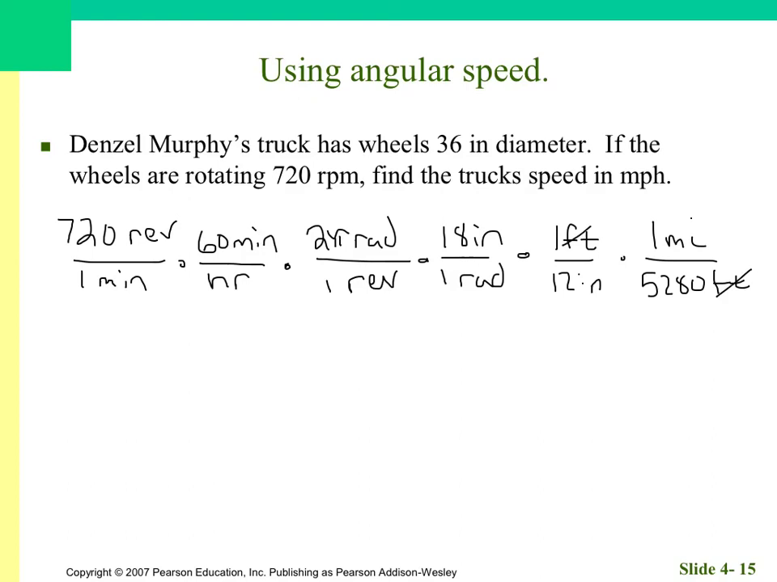Now look, feet, inches, radians, revolution, minute. What am I left with? Miles per hour. Okay? So you do 720 times 60 times 2 pi times 18 divided by 5,280 times 12. Make sure if you're using a calculator for all of that, it's in parentheses there. So you would say you are approximately 77 miles per hour. Okay?